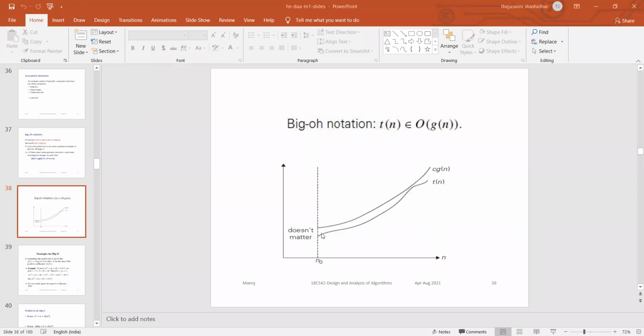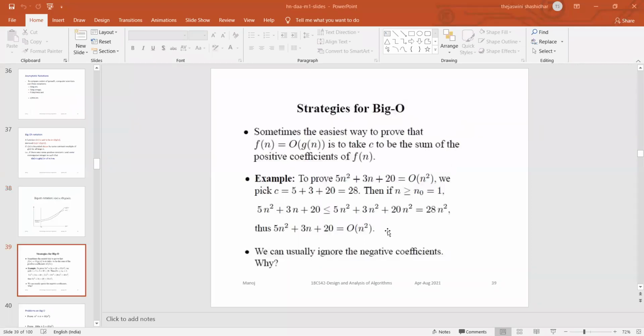So that's why, when T of n is less than G of n, we tell it as big O notation. I will tell you when and how we are going to do that. For that particular thing, we take it as T of n is less than or equal to G of n. That one is called a big O notation.